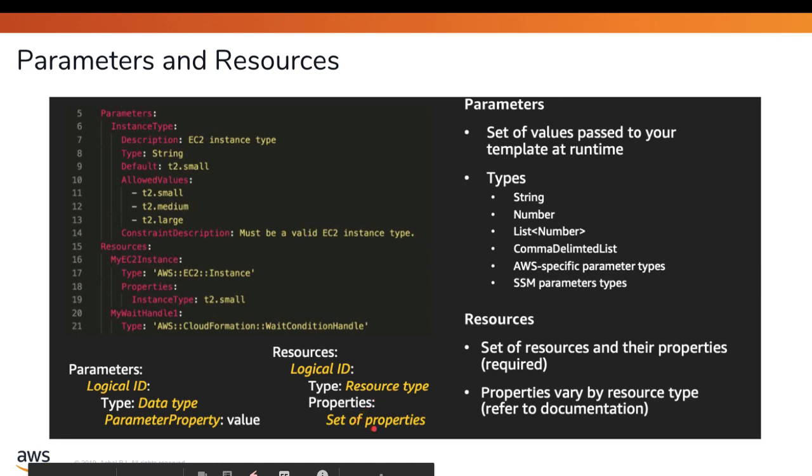In the resources, you would get a logical ID, which you define, a resource type, and properties. If you come to parameters, again you would have a logical ID, a data type, and parameter properties. Let's see what a logical ID is in a bit. As I said, parameters is basically a way to set values passed to the template. You could do that by adding allowed values.